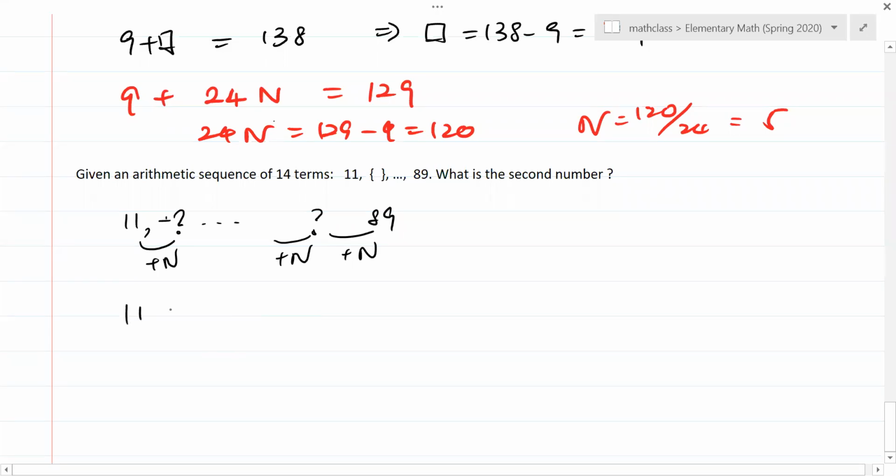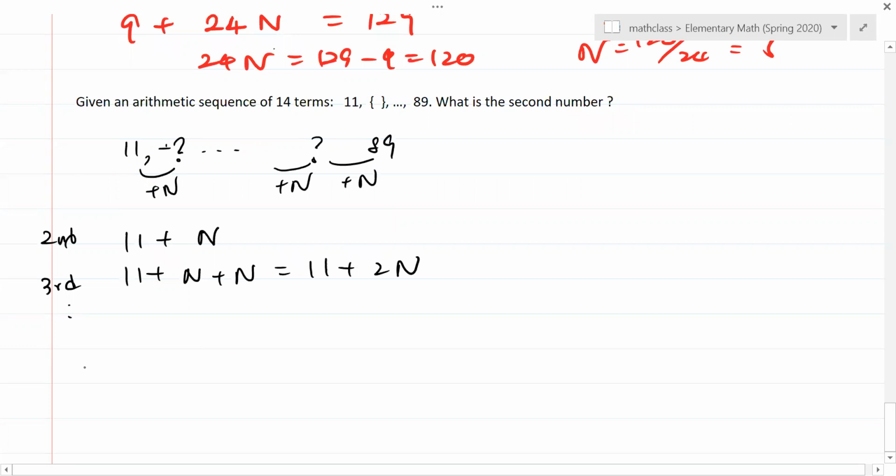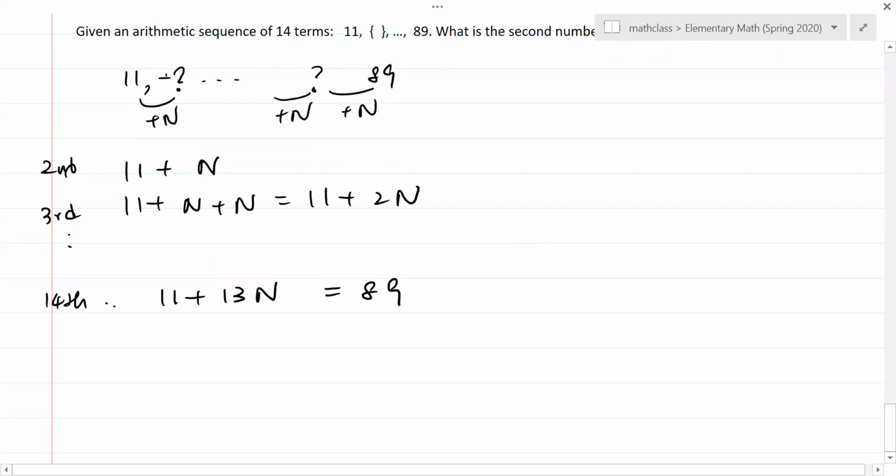So every time you see this is one n, then you add, that's the second term, right? The third term, you add n again, so you get 2n. And keep it going, the 14th term will be n plus 13n, okay? Always one less than that. And that should be equal to 89. So that's the idea, okay?